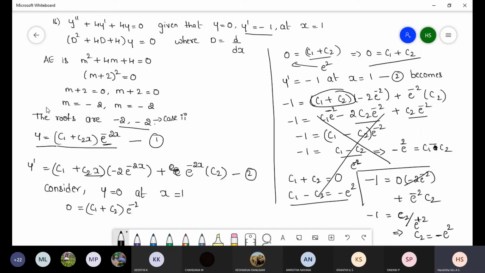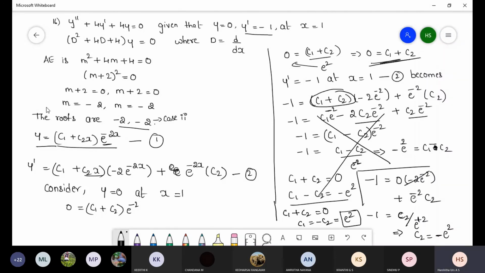If C2 is equal to minus e square, we substitute it in C1 plus C2 is equal to 0, so C1 is equal to minus C2. Minus of minus e square gives plus e square. So the C1 value is plus e square, and the C2 value is minus e square.